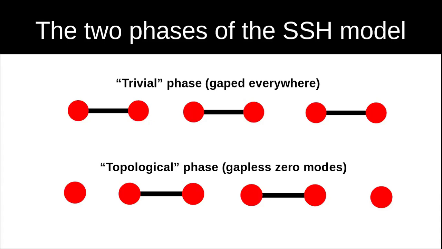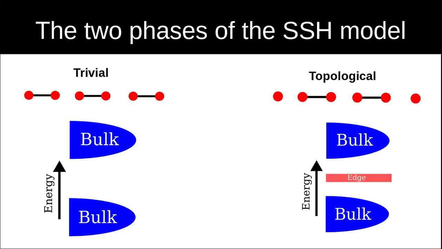This dimerized chain is sort of a very simple case of a topological state. You can think that this Hamiltonian has two different phases. The phase on the top, that is the trivial phase that has a gap everywhere, and then the phase on the bottom, that is the topological phase that has a gap in the bulk, and that it has gapless excitations on the edges.